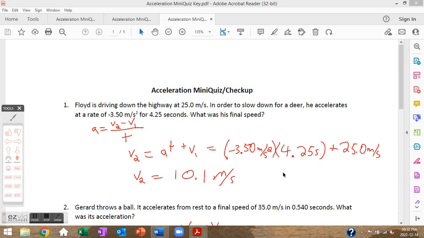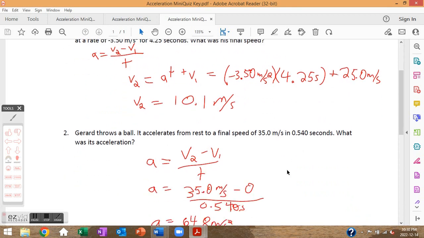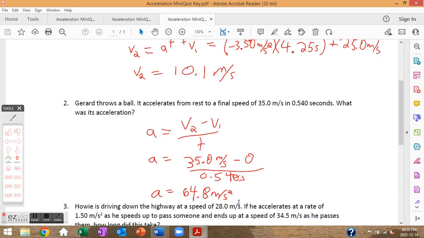Moving along, Gerard throws a ball. It accelerates from rest to a final speed of 35 meters per second in 0.540 seconds. What was its acceleration? So remembering here that rest is just 0, V2 then is 35 meters per second. V1 was 0. 0.540 seconds is our time, and 64.8 meters per second squared was our acceleration.